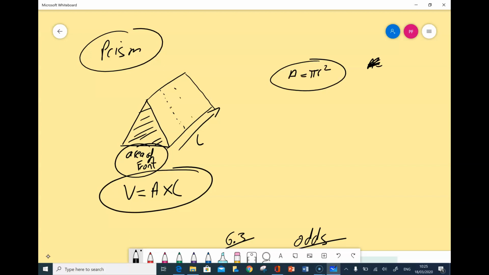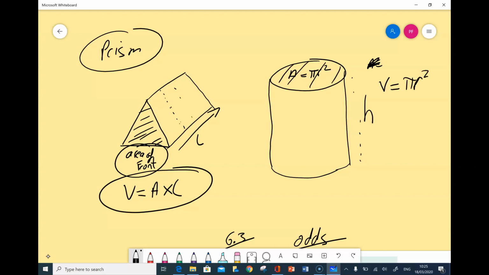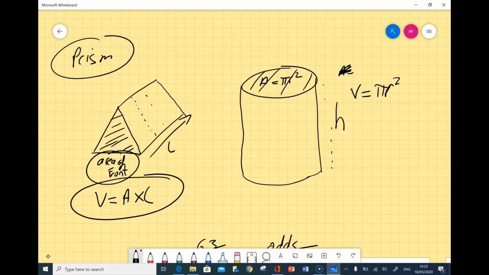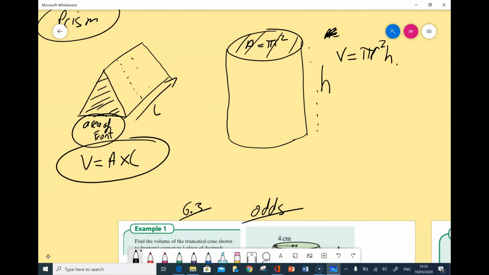Now if I turn that into a prism, it forms a cylinder, and the length of my cylinder I just refer to as my height. So the volume of a cylinder is just the cross-sectional area, pi r squared, multiplied by the length, which in this case is h. So that's what I mean by a prism.